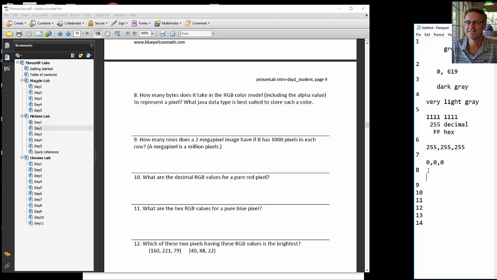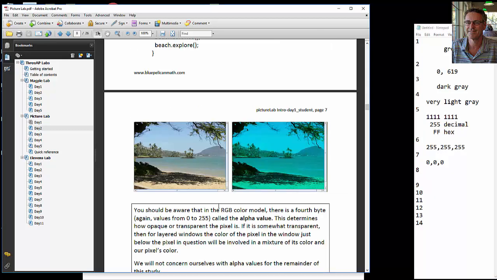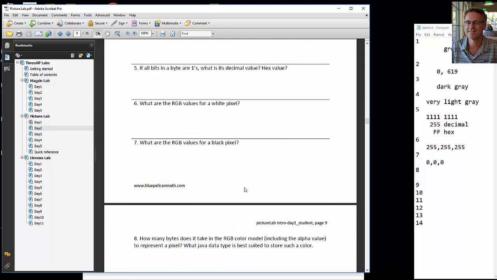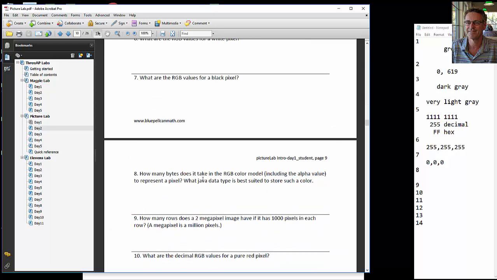how many bytes does the RGB color model take, including the alpha color? We didn't talk about that much. I just mentioned it, I hope briefly, it's the last thing in the lesson. It's right here, they talk about it being related to how transparent a color or pixel is. So again, back to number 8. That would need 4 bytes, I guess, right? 4 bytes. Okay. 1 for each color plus the alpha. And you could do that with int, no problem, the int type.